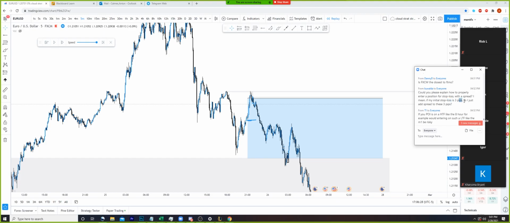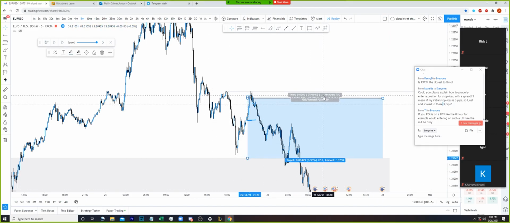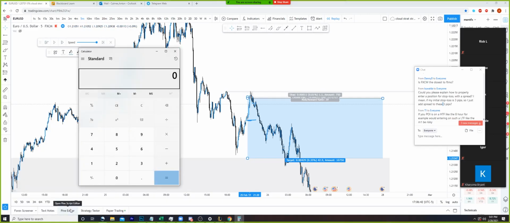If my initial stop loss is 3, do I just add the spread to these 3 pips? Yeah, exactly. If you're selling and you want to enter with a 1.1 pip stop loss, but the spread is 0.5 pips, then you're actually not risking 1.1. Overall, your risk is actually around 1.6. So I'd just risk 2 pips, because that's how I would do it.